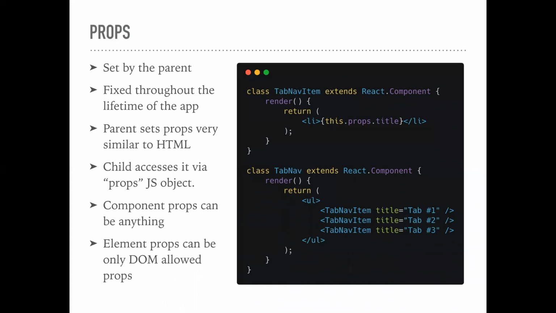Does this make sense? So let's say I have a parent component, and I want to change property of a certain component. For example, just look at this code. You see, this is my parent component, right? I have a tab navigation, and I have items in the tab navigation. Does this make sense?